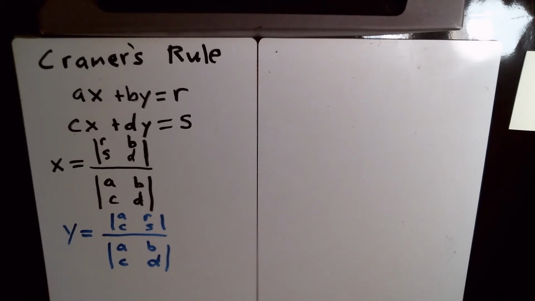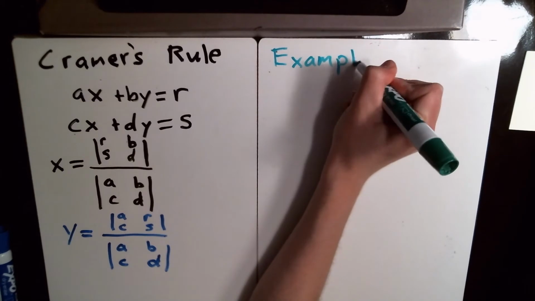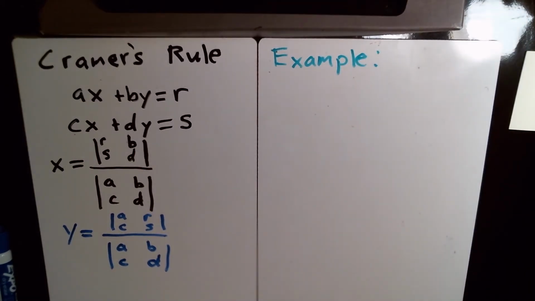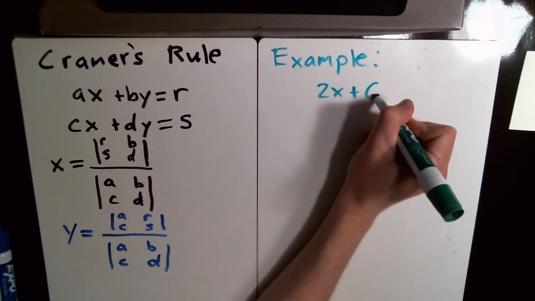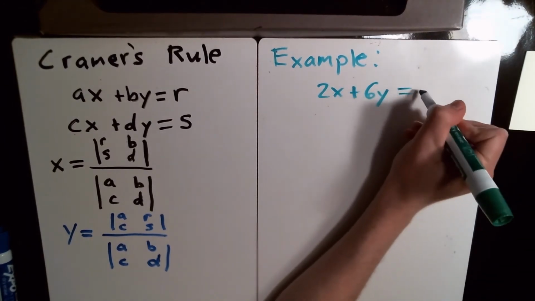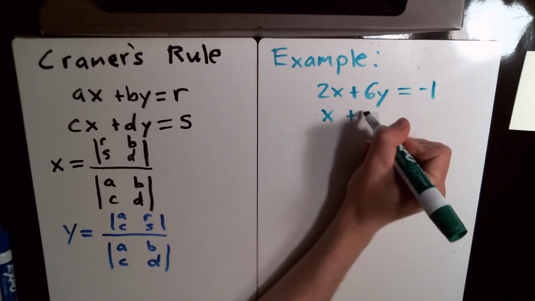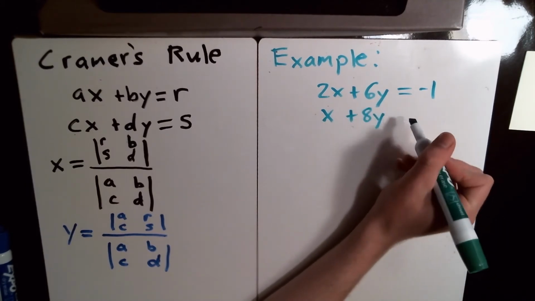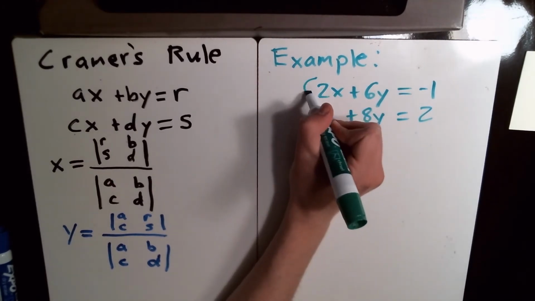So what I'm going to do is an example of this so that hopefully you can get a little bit more comfortable with it. Let's say we want to solve the system that I have here. So we've got 2x plus 6y equals -1, and then x plus 8y is equal to 2. So we want to solve this system.